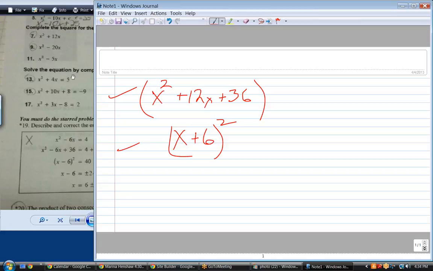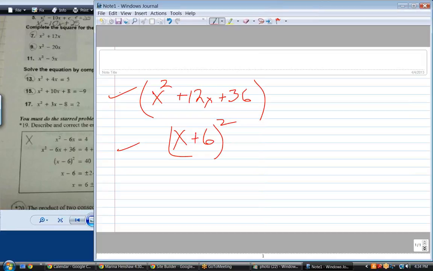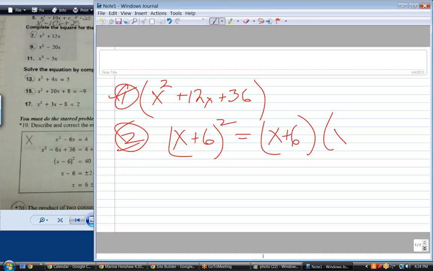Okay. Now, that's all they want you to do on this one? Yeah, I just need to get the factor. Right, this was step 1, this was step 2. That's factored. I mean, that's equal to x plus 6 times x plus 6. So, okay.